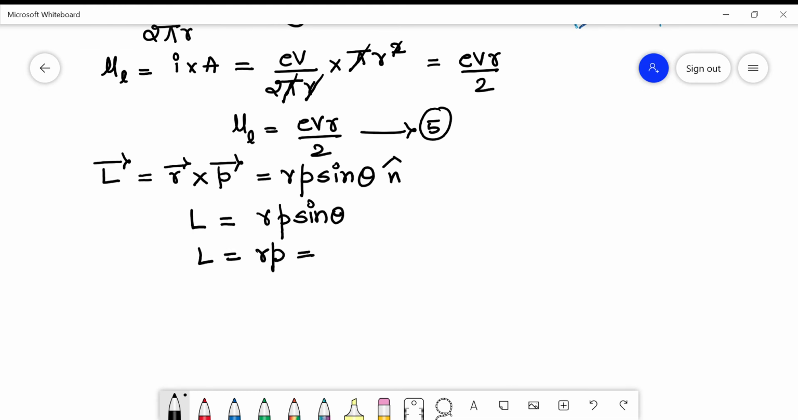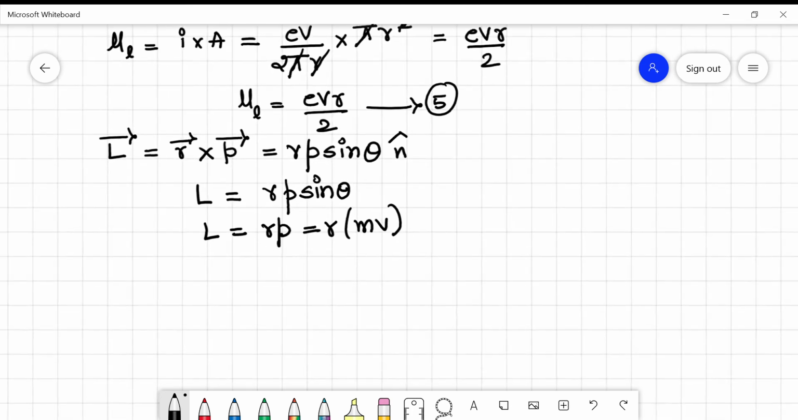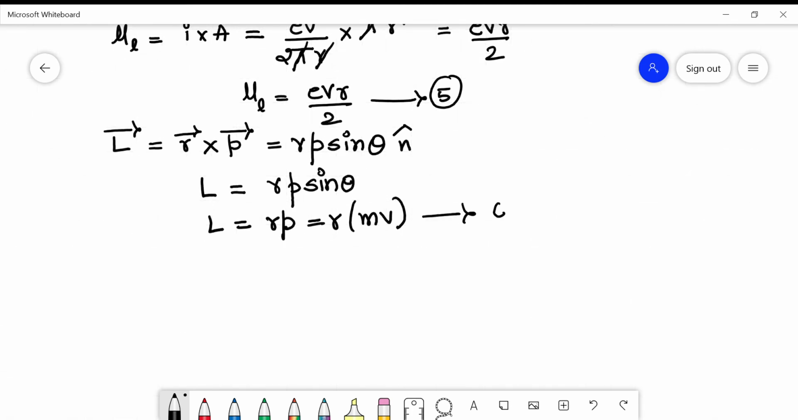So what is P here? P is the linear momentum. Linear momentum is the product of mass and velocity. We are considering only magnitude here. So this is the expression for angular momentum. You should remember one thing, that the angular momentum is also called the mechanical moment.